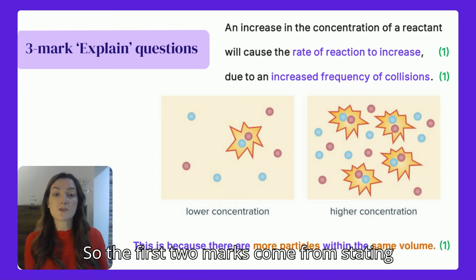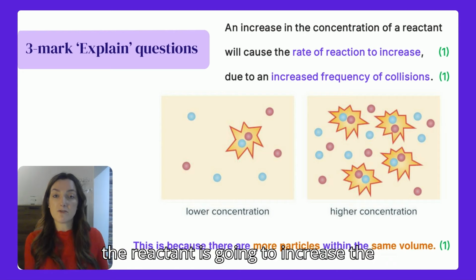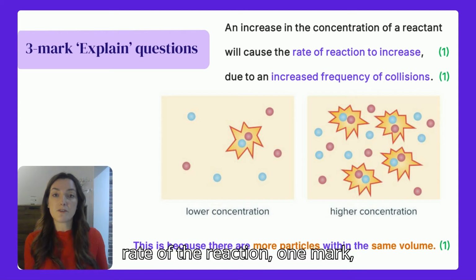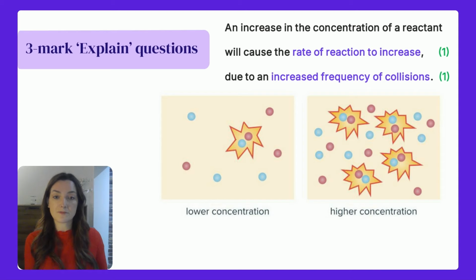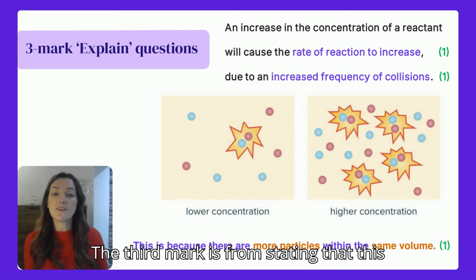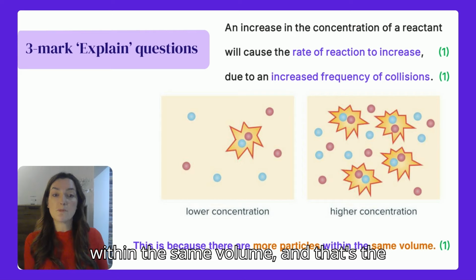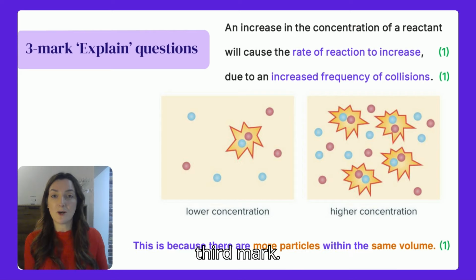So the first 2 marks come from stating that the increase in the concentration of the reactant is going to increase the rate of the reaction, 1 mark, due to the frequency of collisions increasing. The 3rd mark is from stating that this is because there are more particles within the same volume, and that's the 3rd mark.